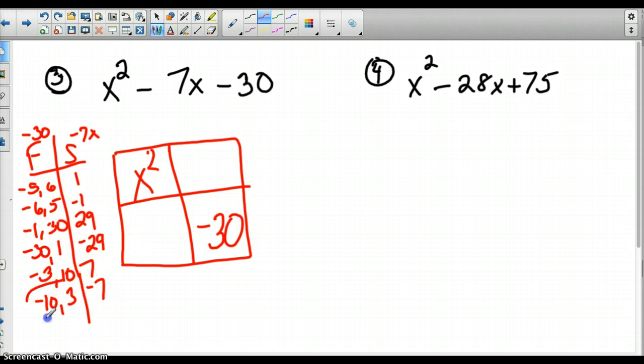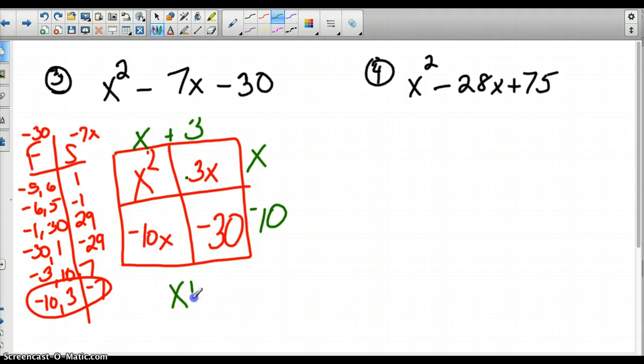So we now take that last one I just found and put it in. So we're going to have negative 10x and we're going to have 3x here. Now you want to find the greatest common factor going across and then going up and down. Now going across, you can go across in either direction. So x squared and 3x, we end up with an x. Negative 10x and negative 30, we end up with negative 10. Going up, we end up with x, and going up again, we end up with a positive 3.